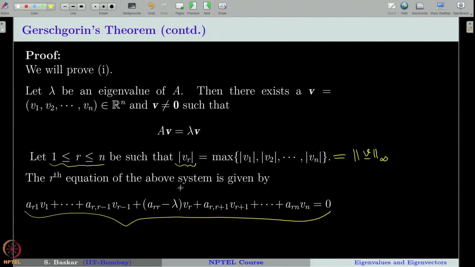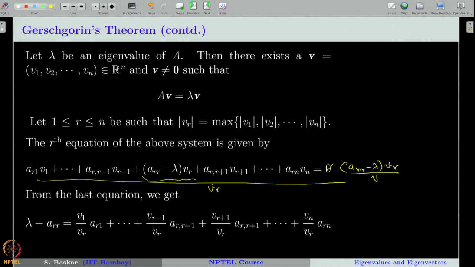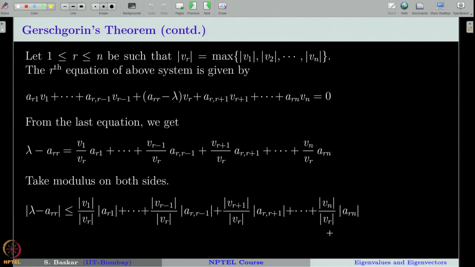Why? Because I am just taking the rth coordinate of this vector to the left hand side and writing this equation. Now, what we will do is take this term alone on the right hand side and keep all the other terms on the left hand side, and then divide both sides by Vr. That is, we are taking this to the other side, which gives us Arr minus lambda into Vr, and then dividing both sides by Vr, right? And that gives us lambda minus Arr is equal to V1 by Vr Ar1 up to Vn by Vr Arn, right? Now, take the modulus on both sides and use the triangle inequality. We get modulus of lambda minus Arr is less than or equal to this expression.